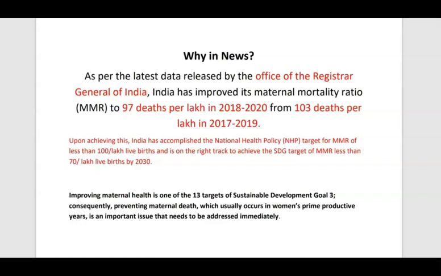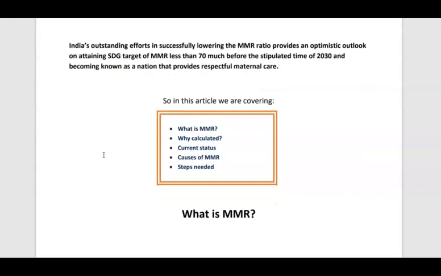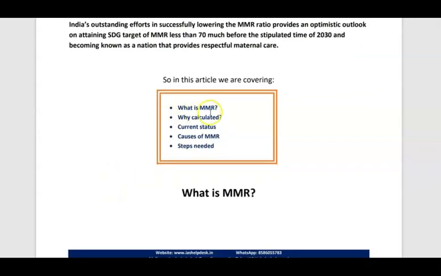And that is why India can look forward to achieving the Sustainable Development Goal, which is 70 per lakh live births by 2030. So this is obviously an achievement for India and good news. Now let's understand what maternal mortality ratio is. These are the bullets or points that we are going to cover throughout our discussion. First, what is maternal mortality ratio; why it is calculated and what is the importance of calculating it; what is the current status; which states have the highest number of deaths in this maternal ratio; and what steps are needed to be taken.